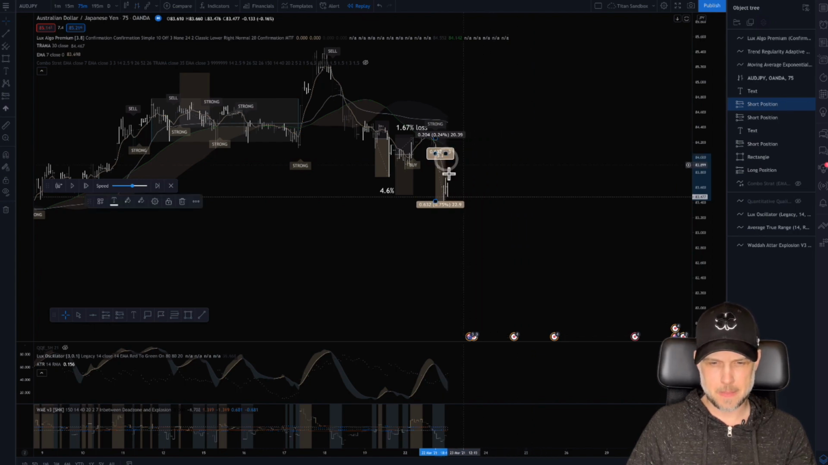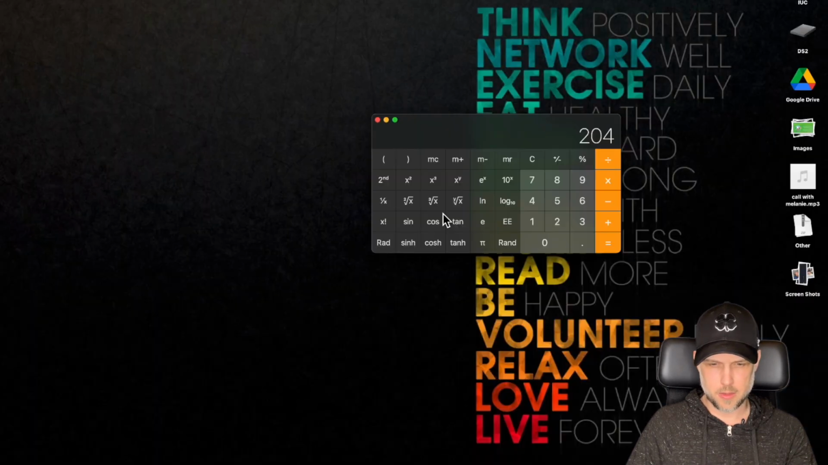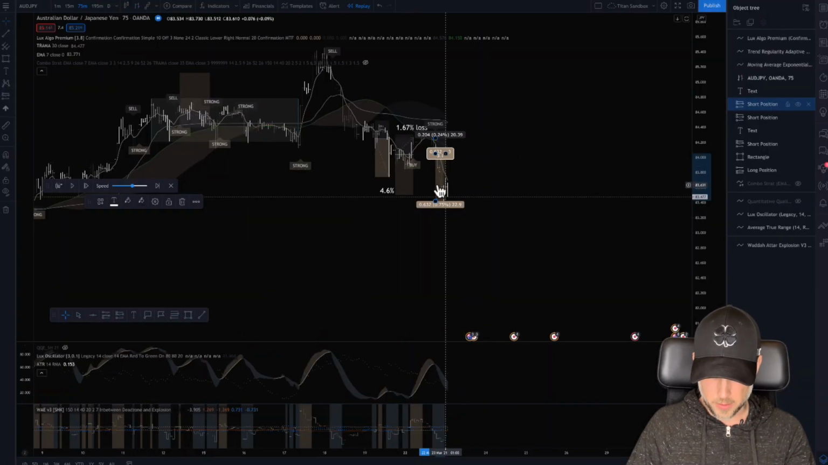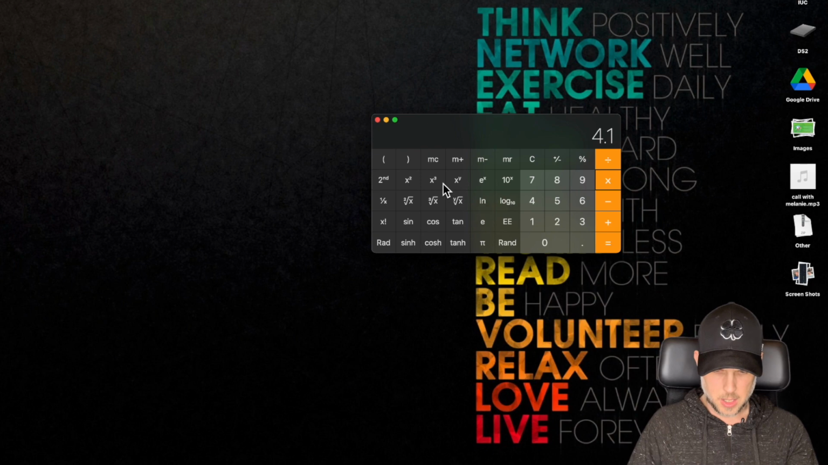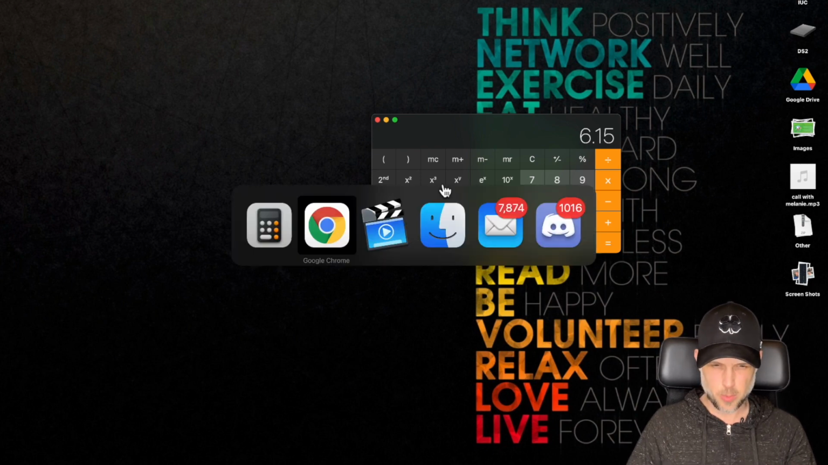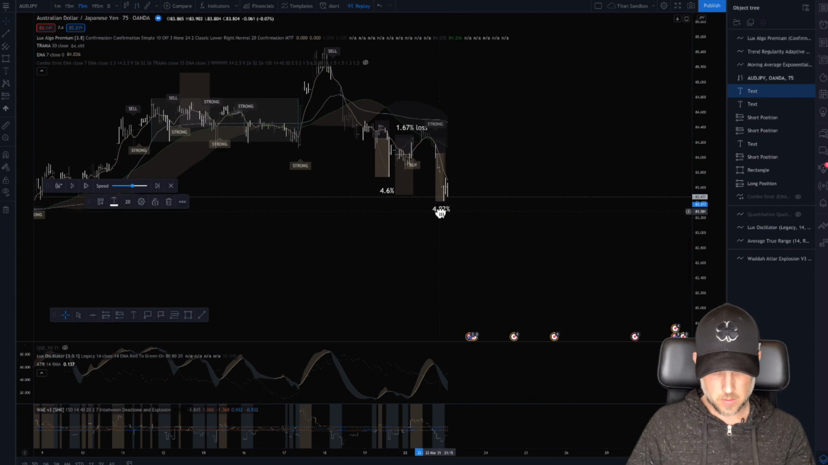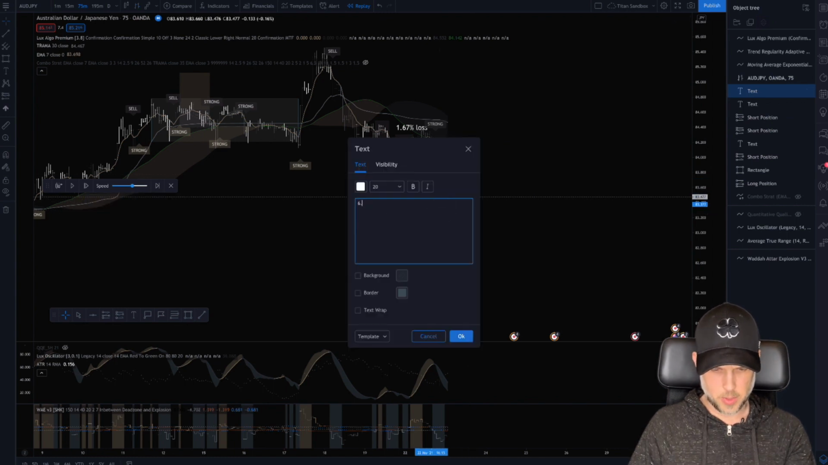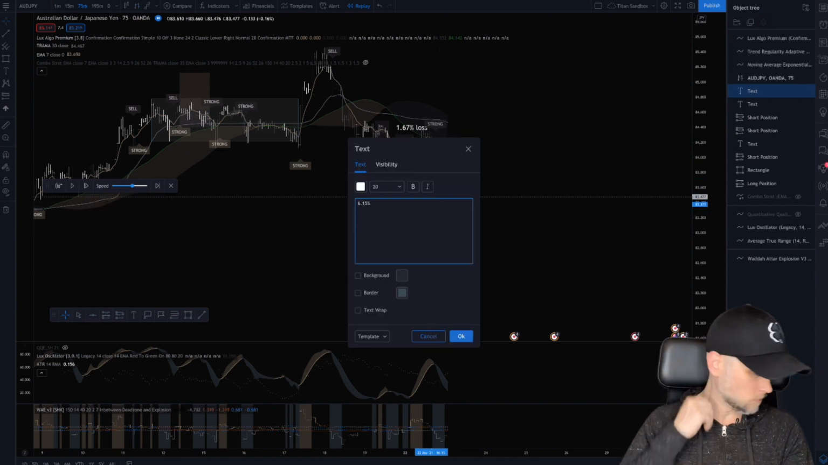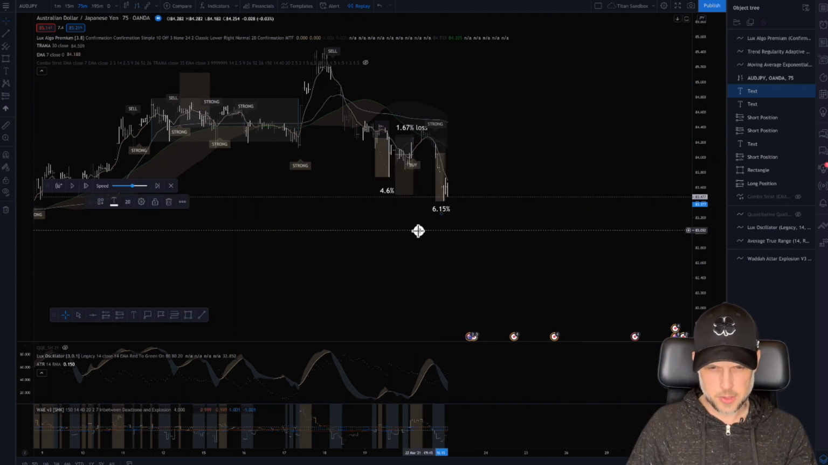3.1. That's a 4.1 on the profit scale. 4.1 or 4.01? 4.1 times 1.5. That is a 6.15% trade. 6.15%. See how we're filtering these strong confirmations?